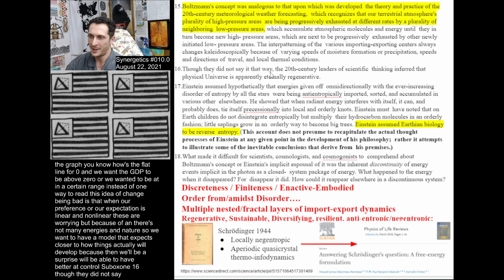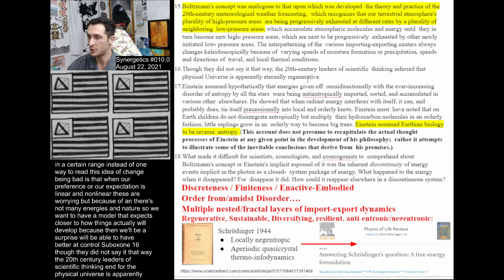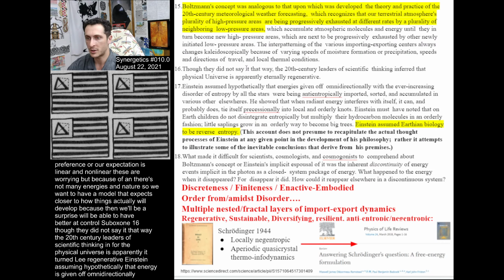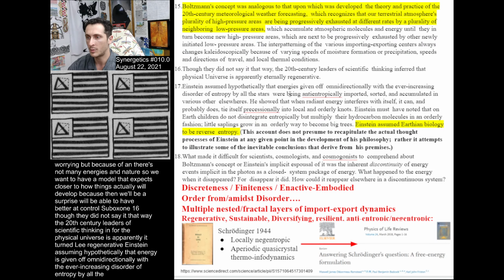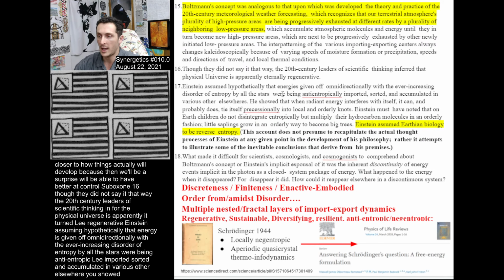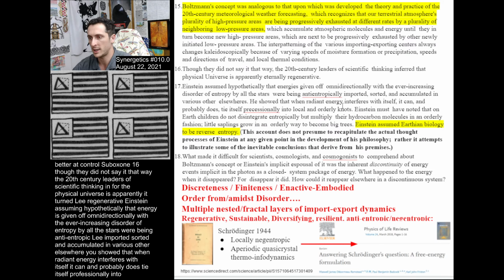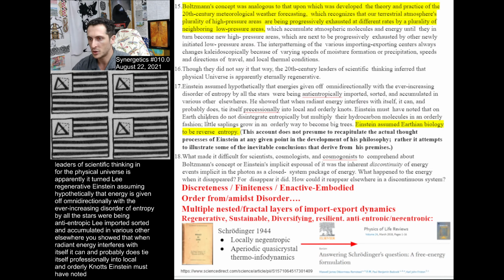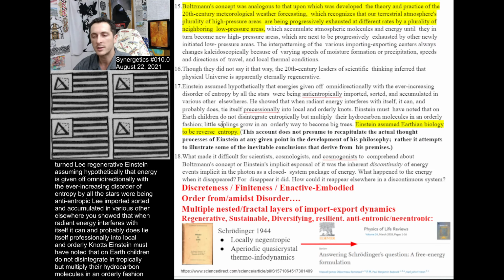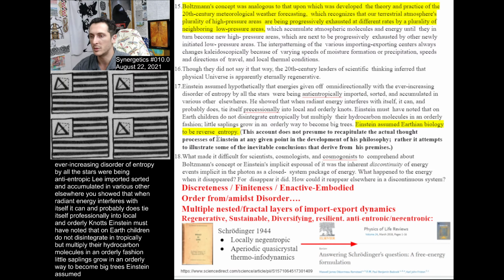Though they did not say it that way, the 20th century leaders of scientific thinking inferred that physical universe is apparently eternally regenerative. Einstein assumed hypothetically that energies given off omnidirectionally with the ever-increasing disorder of entropy by all the stars were being anti-entropically imported, sorted, and accumulated in various other elsewheres. He showed that when radiant energy interferes with itself, it can, and probably does, tie itself precessionally into local and orderly knots. Einstein must have noted that on Earth, children do not disintegrate entropically, but multiply their hydrocarbon molecules in an orderly fashion. Little saplings grow in an orderly way to become big trees. Einstein assumed Earthian biology to be reverse entropy.